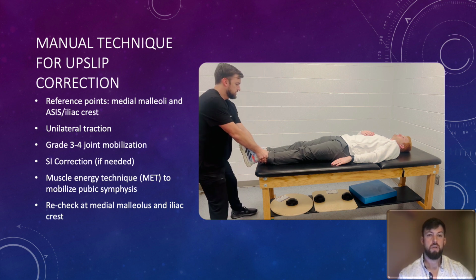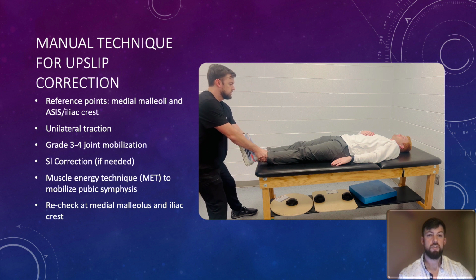I asked him, does he have any previous surgeries or injuries on the left side? Because if he did, instead of doing unilateral traction, I may come from the top pushing down. So what I'm doing right now is a gentle unilateral traction. And what I'm feeling is I'm waiting for the muscles and the ligaments and everything to relax. And I'm going to perform a grade 3/4 joint mobilization on the hip once I feel him relax.